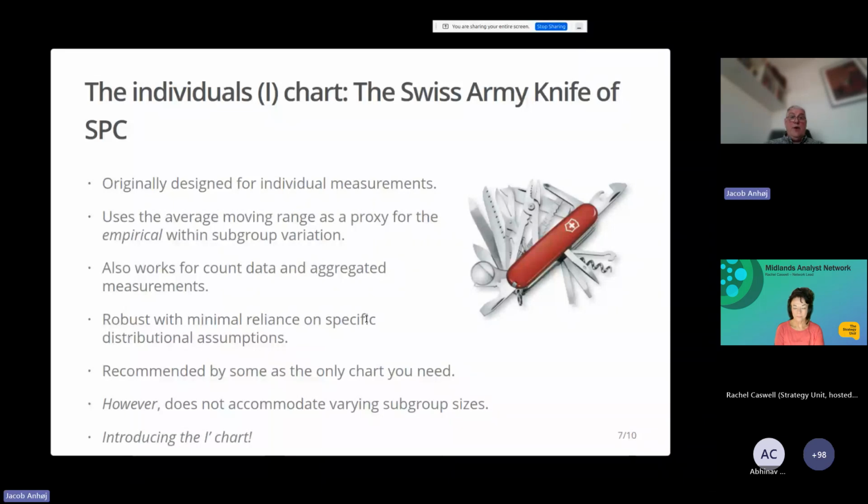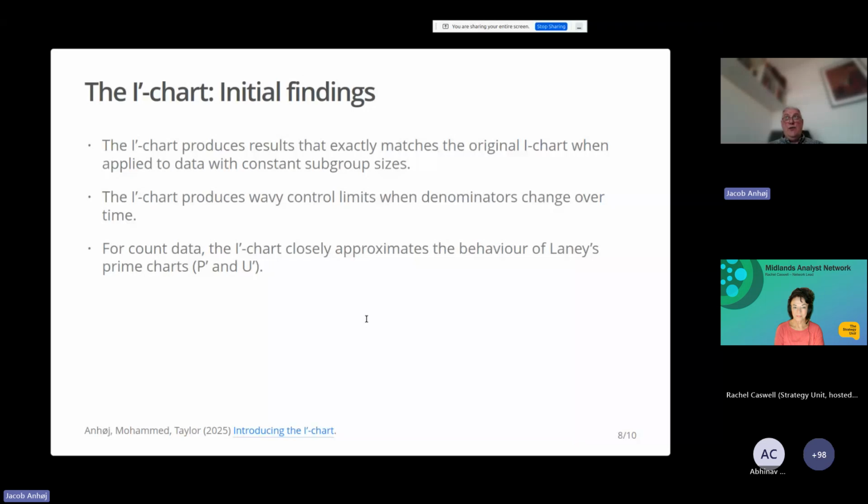Here comes the I prime chart. The I prime chart is designed to take subgroup sizes into account. And doing that, the I prime chart has the potential to replace almost any other type of control chart because it works for count data and for measurement data, and it accounts for the sizes of the subgroups, for example, the number of patients in each data point.